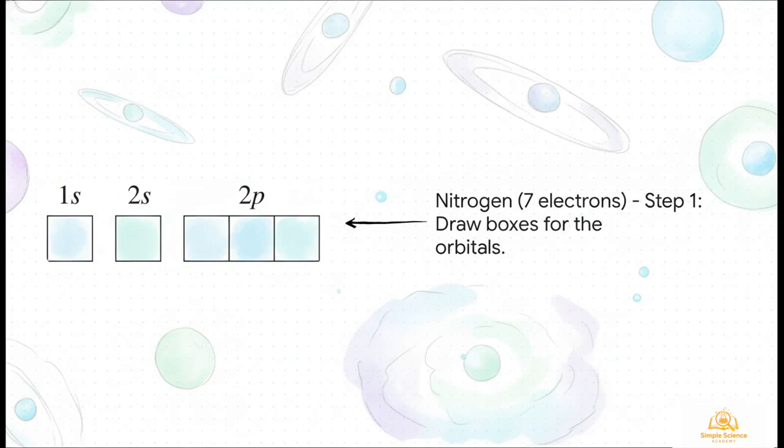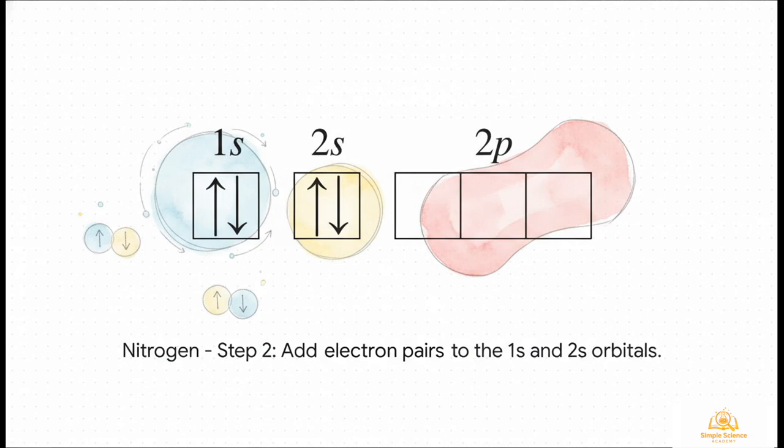It has an atomic number of 7, which means it has 7 electrons we need to find a home for. So, step 1, we just draw out the available properties. 1 box for the 1s house, 1 box for 2s, and 3 connected boxes for the 2p neighborhood. Okay, now we start moving our 7 electrons in. We follow the rules. The first 2 settle into the 1s orbital, 1 spinning up, 1 down. The next 2 move into the 2s orbital, same deal. Boom, that's 4 electrons housed, 3 more to go.